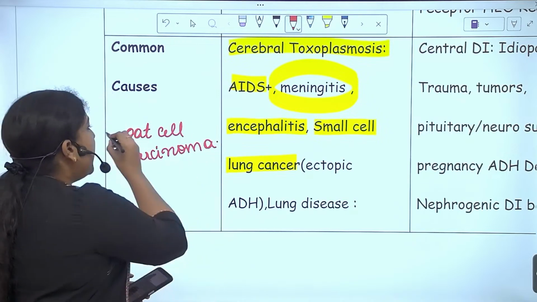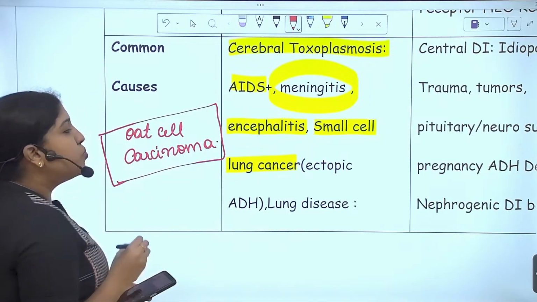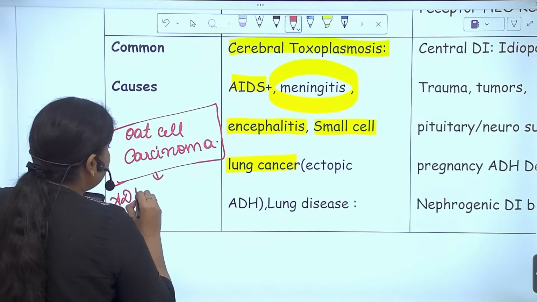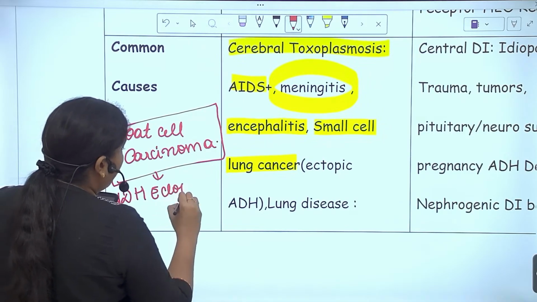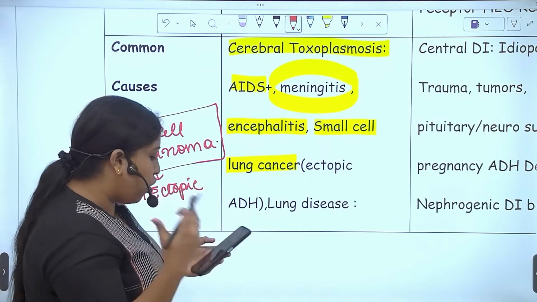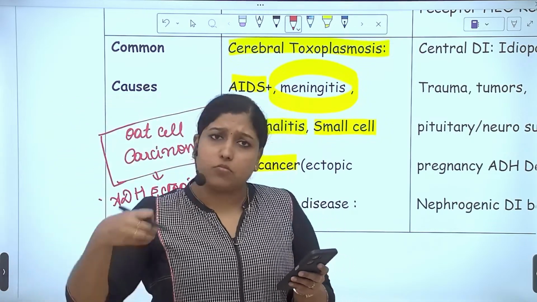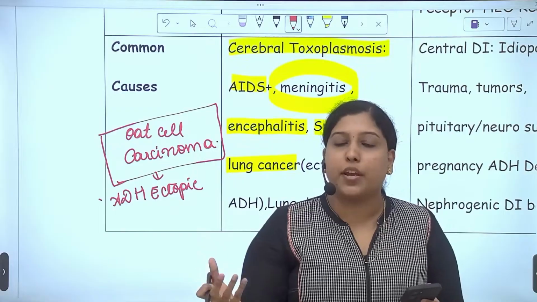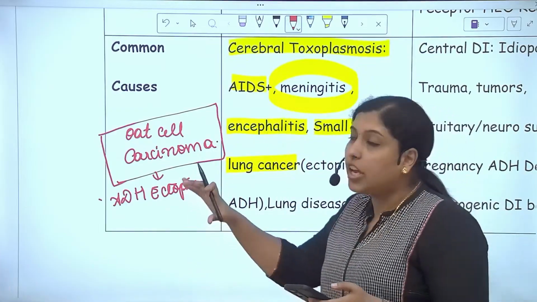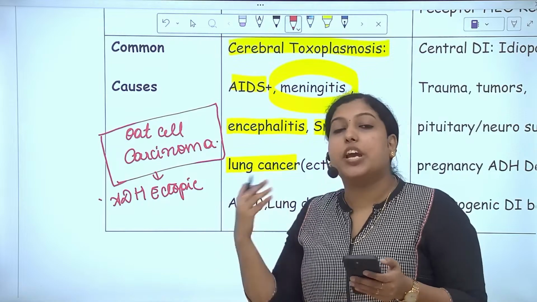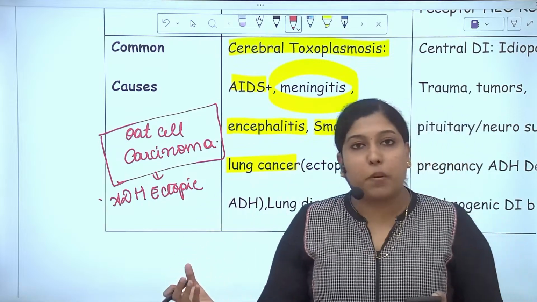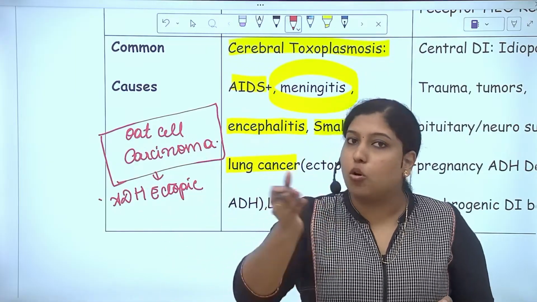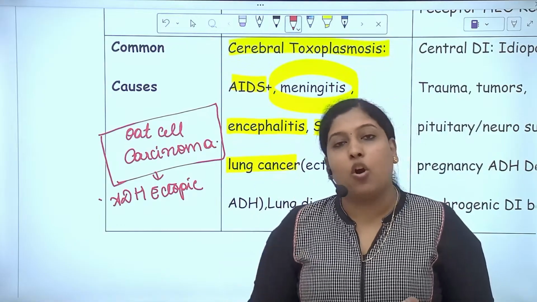So what is happening in oat cell carcinoma or small cell lung carcinoma? This in turn creates ADH ectopics. As we discussed in cardiology, what is meant by ectopic? Additional abnormal rhythms generated in the heart are termed ectopics. In the same way, in oat cell carcinoma, ADH ectopics will be formed. If this ADH ectopic forms, it is going to produce more ADH, which ultimately causes the syndrome of inappropriate secretion of antidiuretic hormone.